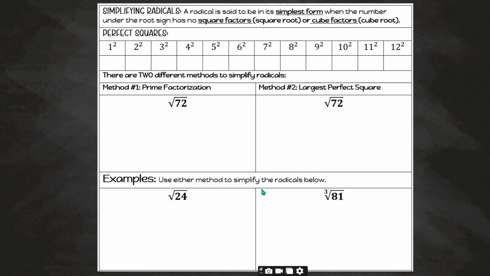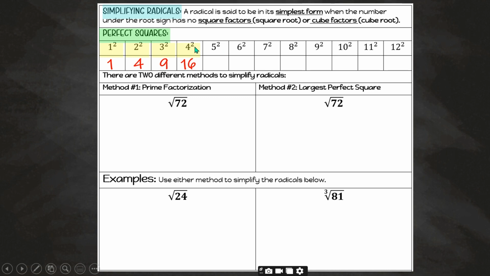All right, so simplifying radicals. A radical is said to be in simplest form when the number underneath the root has no square factors, or cube factors for a cube root. In order to do this, we first must remember what our perfect squares are. So 1 squared is just 1 times 1, which is equal to 1. 2 squared is 4. 3 squared is 9. 4 squared is 16.